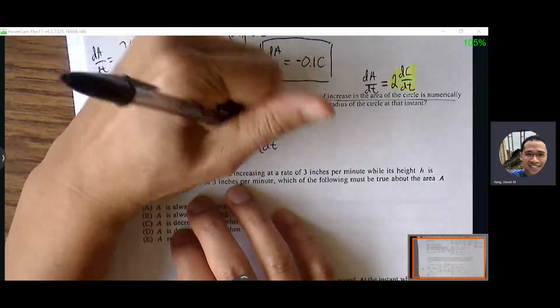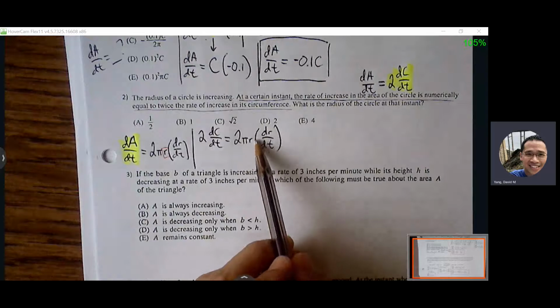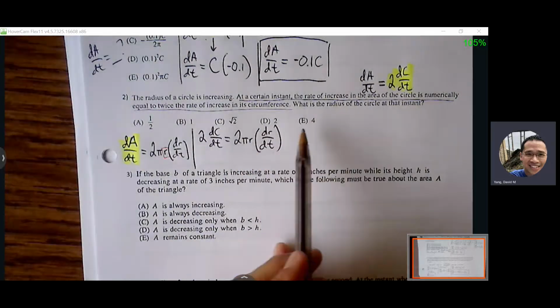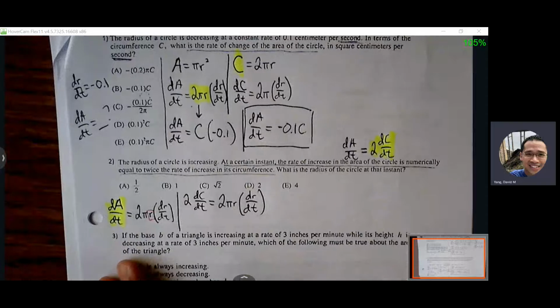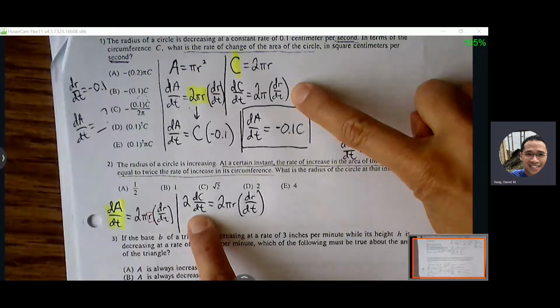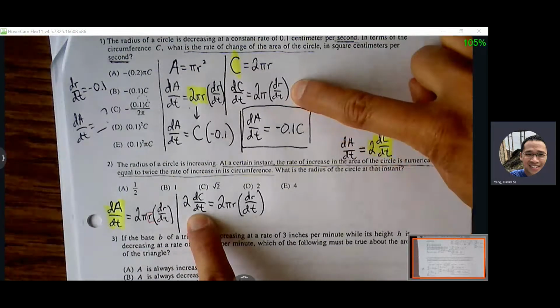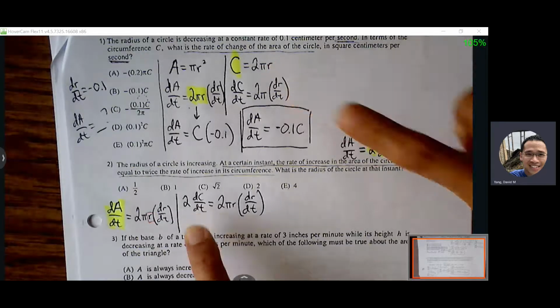Okay, we still have too many variables here, right? I still got dC/dt, I still got dr/dt, I still have r. I want to solve for r, but I want r in terms of a number, not in terms of variables. So is there any other substitutions that we can potentially make? Right, so we have this, right? We have another version of dC/dt. We know C is 2 pi r, so dC/dt is also 2 pi dr/dt.